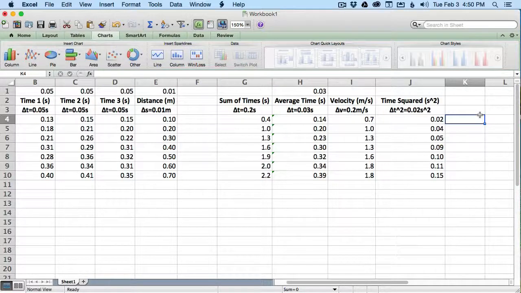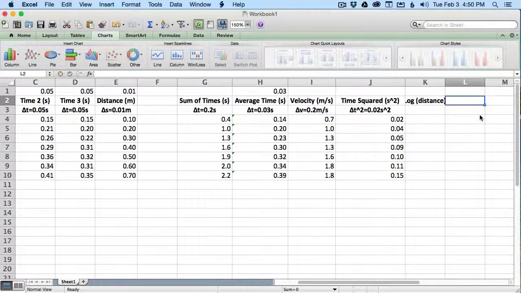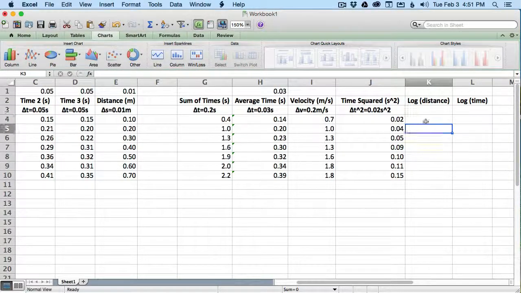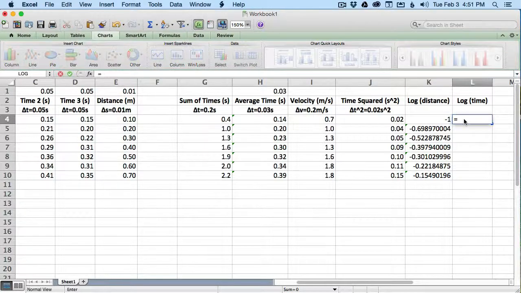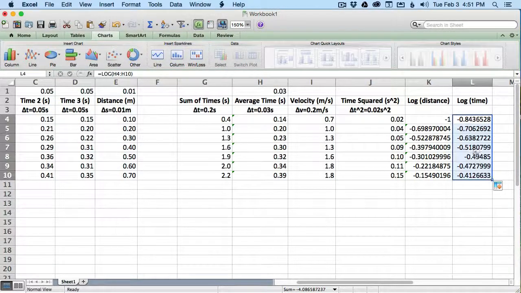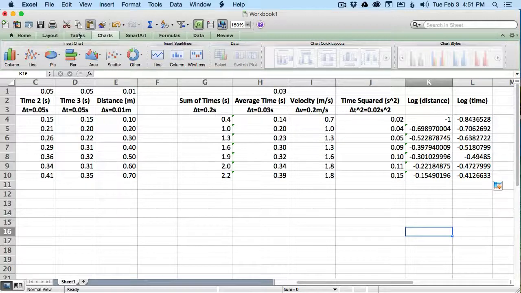So I'm going to find the log of the distance and the log of the time. Of course, the logarithm of a number does not have any units, so I'll simply take the log of the distances over here. Okay, and so that's the log of the distances. You see we have some negative numbers, that's okay. We're going to take the log of the times. I'll do average time. And drag that down. And we have some numbers that look like gobbledygook right now.